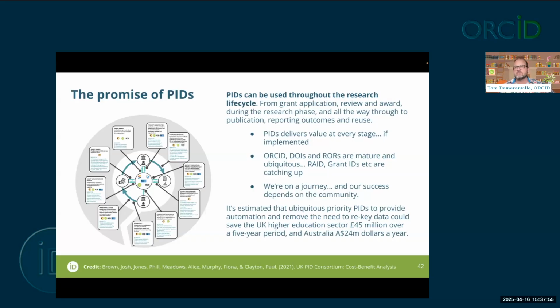But there have been many studies commissioned by national bodies, like there's a couple here from the UK and Australia, that said if properly implemented, persistent identifiers can save millions and millions of dollars or pounds or euros or whatever a year. And we're really getting there. I think ORCID, DOIs and RORs are now mature and ubiquitous. RAID, which is a persistent identifier for projects, is catching up. And grant IDs, created by DOI providers, are also catching up, and these things are forming a better and better graph that is making it easier and easier to find and discover trusted information.